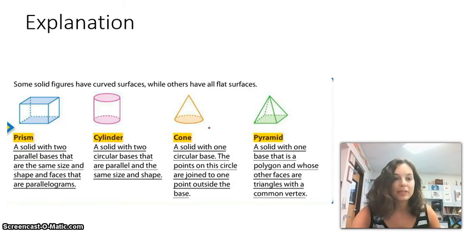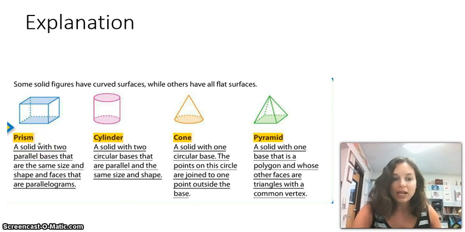Here we have some more of an explanation. So some solid figures have curved surfaces while others all have flat surfaces. The flat surfaces are faces. Curved surfaces, like in this cylinder, are not a face. The top and the bottom is a face because it's flat, but the side around is not a face because it's curved.